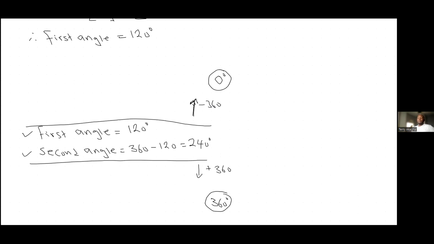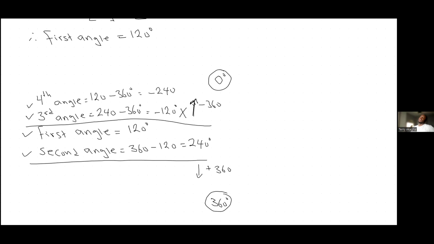So now let's get the third angle. If you're going up, the third angle in the negative direction will be equal to 240 minus 360 degrees. And this will give you minus 120 degrees. This is less than 0, so it's not a solution. So you go for the fourth angle, which will be 120 minus 360 degrees. This gives us minus 240, which is still less than 0, so it's not a solution.